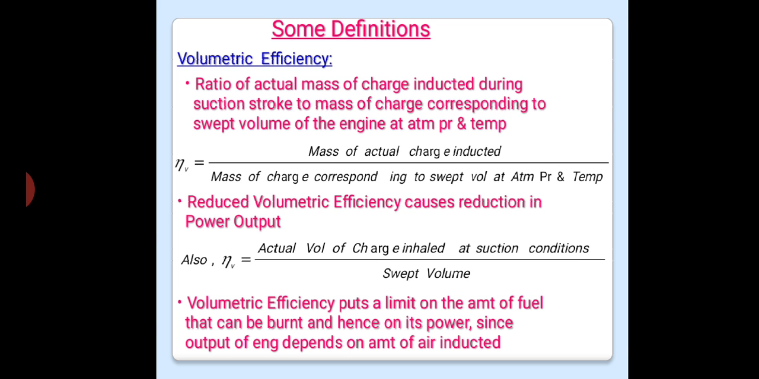The volumetric efficiency puts a limit on the amount of fuel that can be burnt, hence on its power, since the output of the engine depends on the amount of air inducted. Reduced volumetric efficiency causes reduction in the power output. Volumetric efficiency is affected by the inlet air temperature, Mach number at inlet, suction pressure, piston speed, and the heat transfer during suction and valve timing.